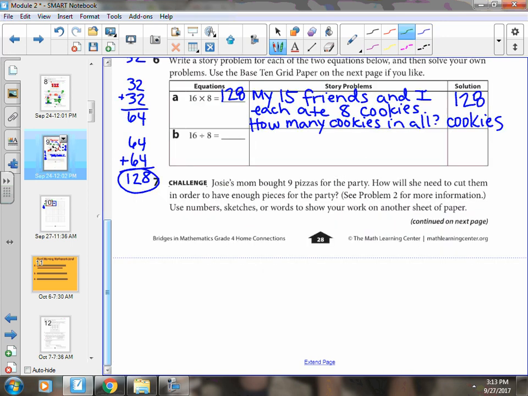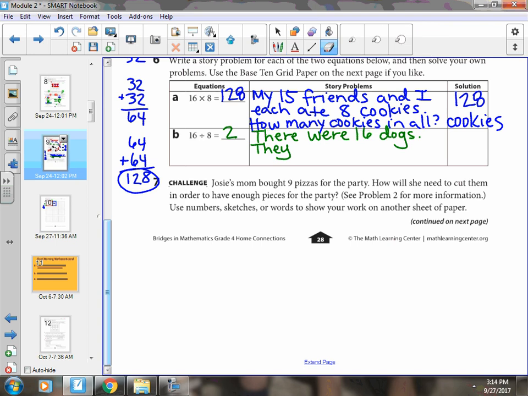Letter B, 16 divided by 8. 16 divided by 8, I know that's going to be 2. Let's write a story. There were 16 dogs. Actually, let's say there were 16 bones. Let's say that. There were 16 bones, and your story can totally be different.